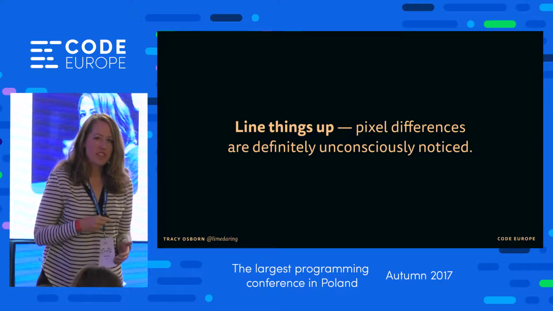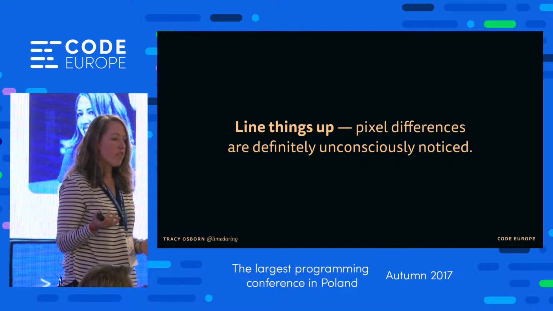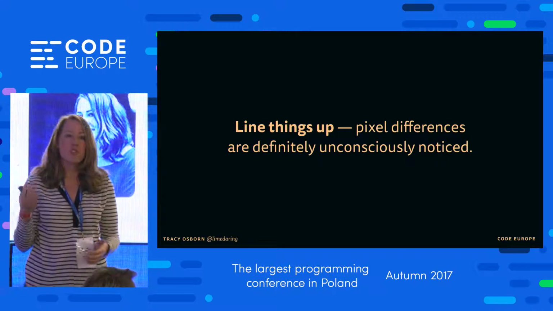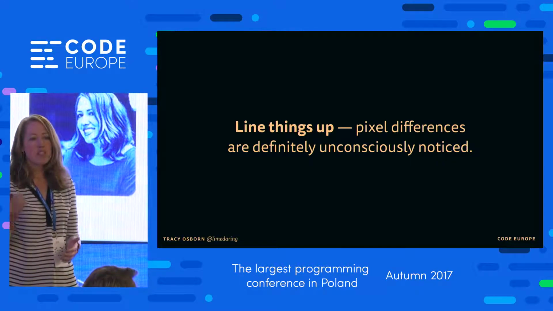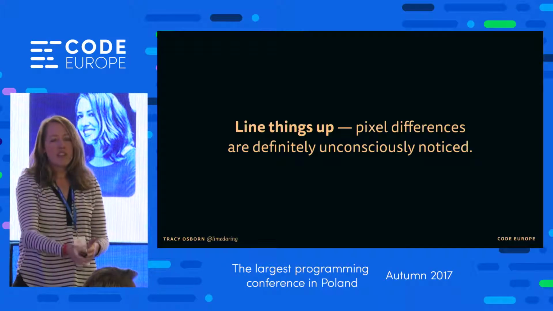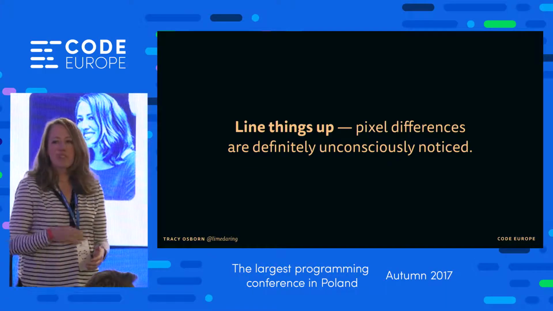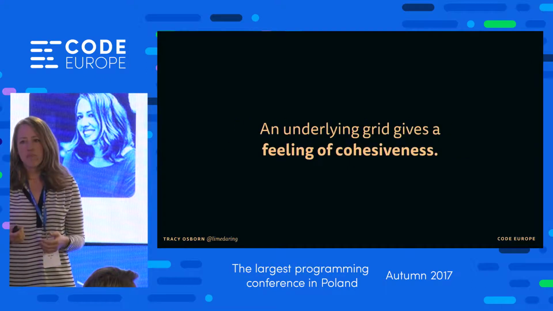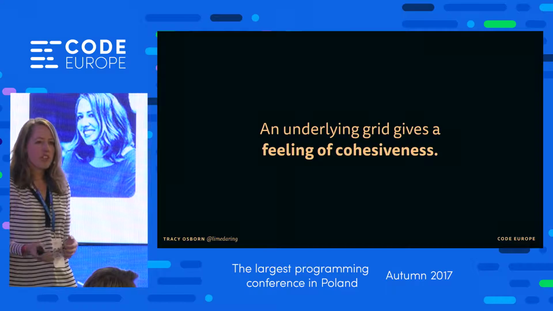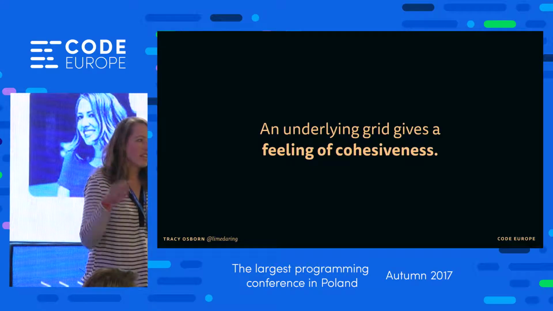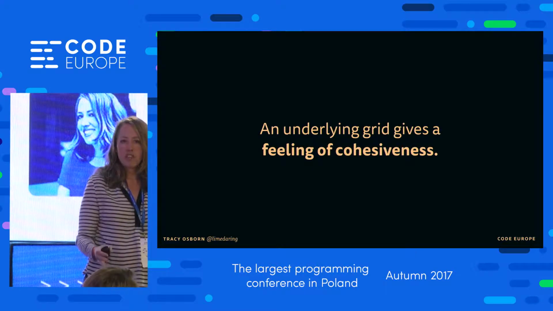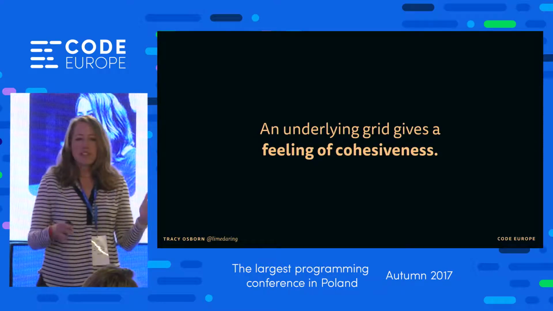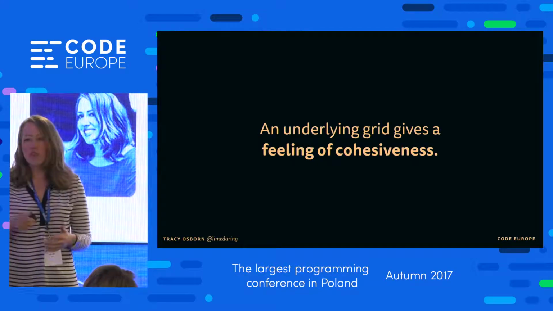So when it comes to clutter, some of the ways to help solve clutter, number one is to just line things up. Because pixel differences between, say, vertical alignments, when something is a little bit misaligned with something else, is going to lead to an unconscious feeling of clutter. You want to have an underlying grid, this underlying skeleton that lines everything up, which helps add to this feeling of cohesiveness.